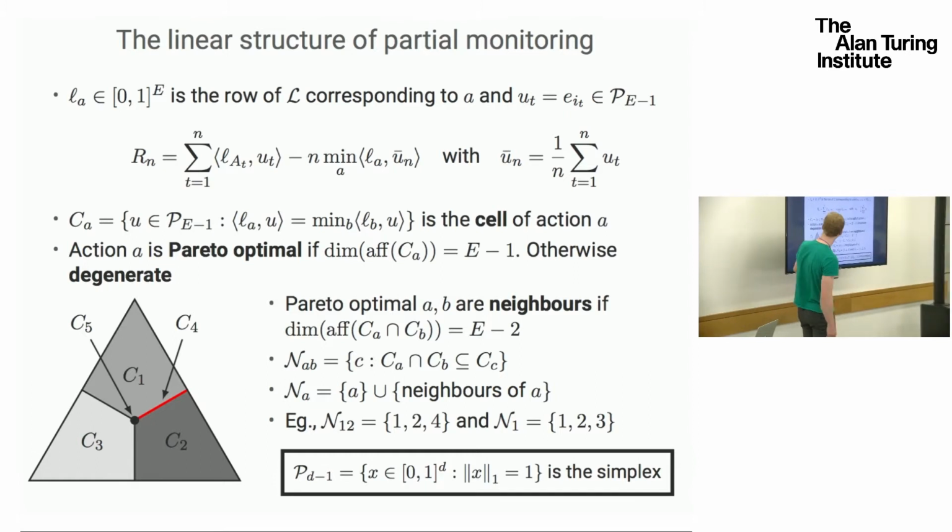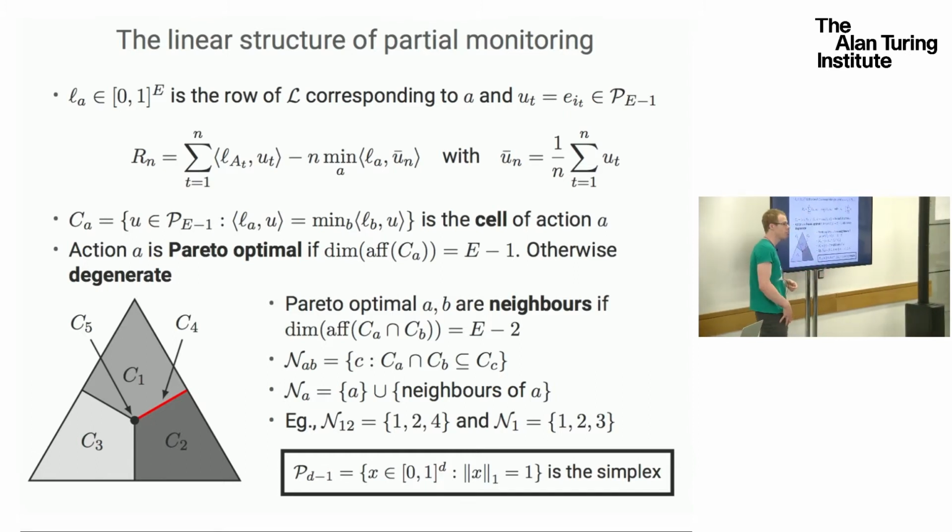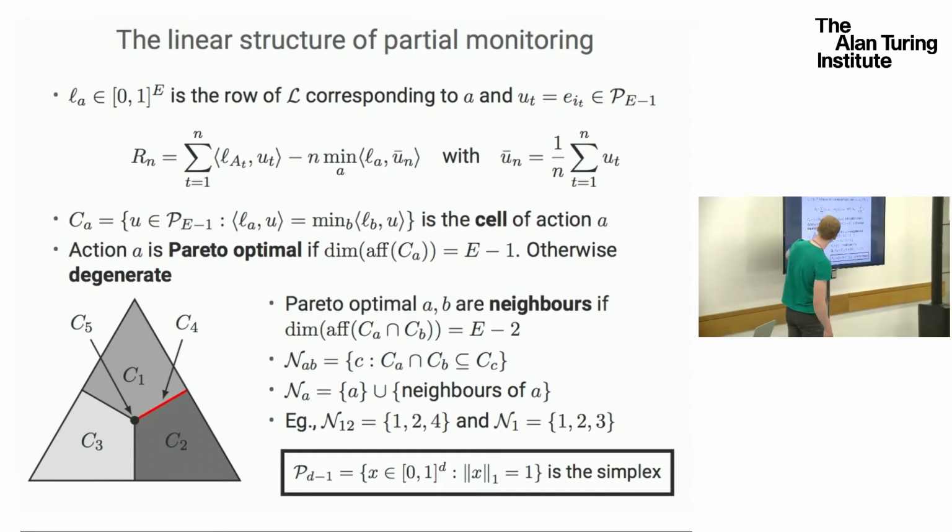So here's the simplex with some example game which has 5 actions. And we have five cells in this decomposition, C1, C2, C3, C4, and C5. And you can look at this. This is E equal to 3, so the simplex is 2-dimensional. It's just an equilateral triangle. And some of these actions you can see are probably going to be better than others.